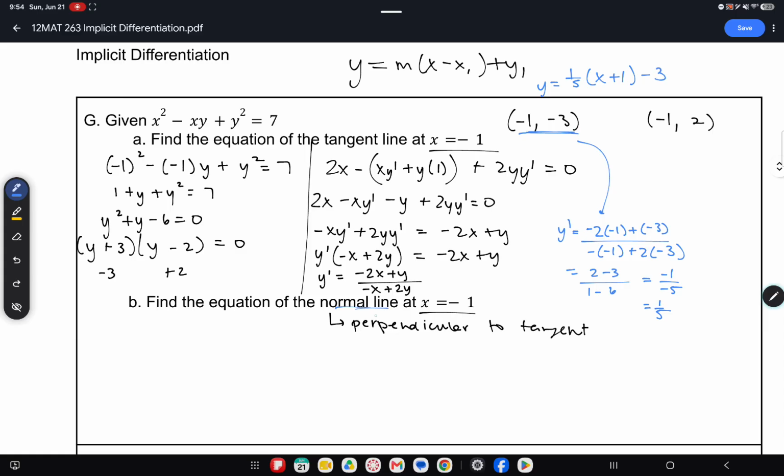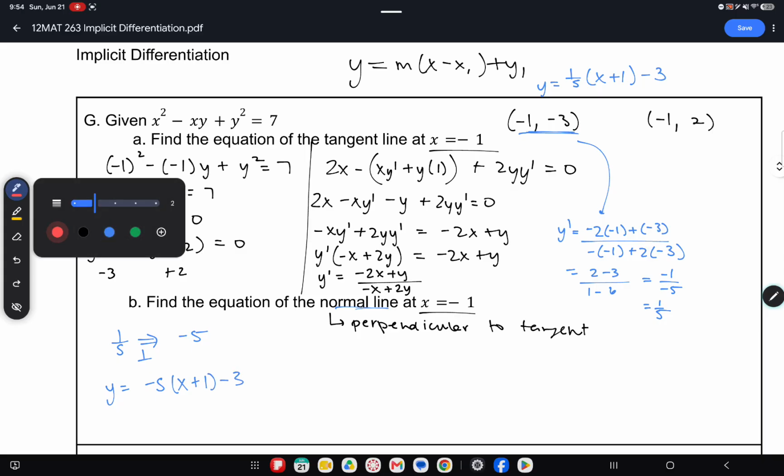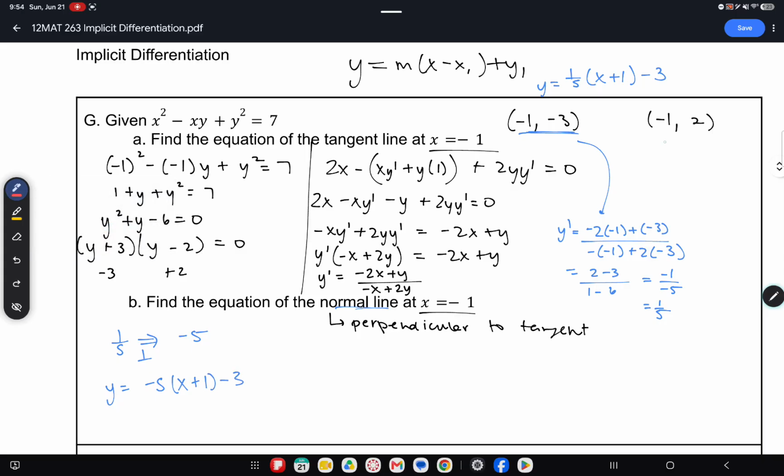And might as well go ahead and do the normal line for it, right? If our original slope is 1/5, then perpendicular, or the normal slope, would be a negative 5. So I have y equals negative 5 times x plus 1 minus 3. All right, and I'll do the other line here.